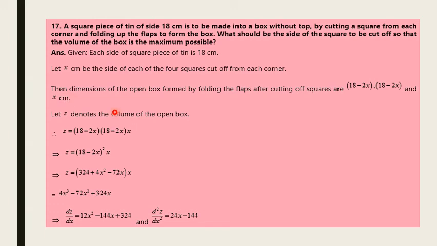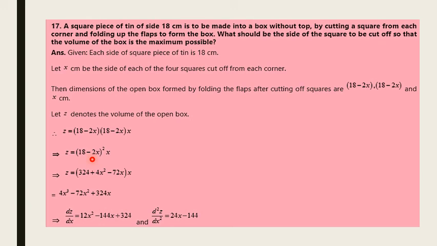Now let's see the volume. Suppose the volume is Z, then length into breadth into height, that is, 18 minus 2x the whole square into x. Now we want to maximize the volume. Volume is the Z here, it is to be maximized. Okay, maximized. Now we know the procedure.